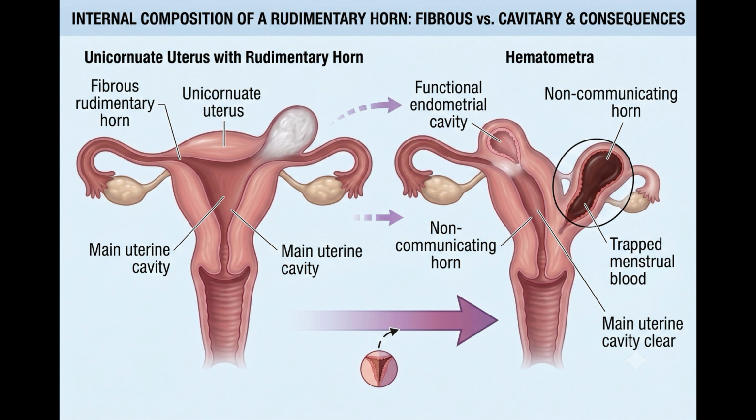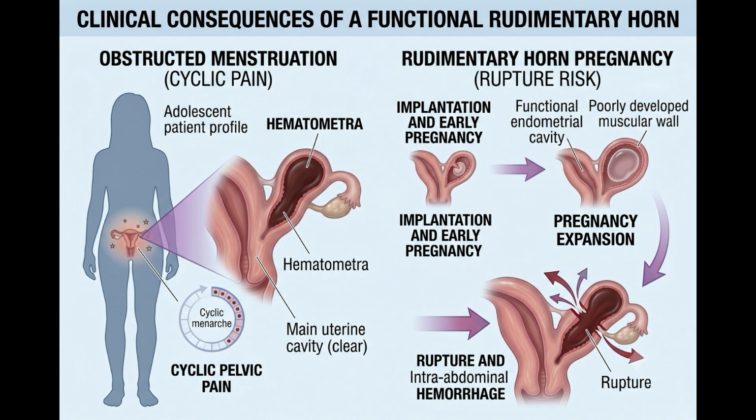If a functional cavity is present but has no communication with the main uterine cavity, menstrual blood cannot drain normally. Blood gradually accumulates within the rudimentary horn, producing hematometra. Patients commonly present with progressive cyclic pelvic pain beginning after menarche. In some cases, fertilization may occur within a rudimentary horn. Although rare, this represents a life-threatening condition because the poorly developed muscular wall cannot support a growing pregnancy. Rupture of the rudimentary horn may result in severe intra-abdominal hemorrhage.